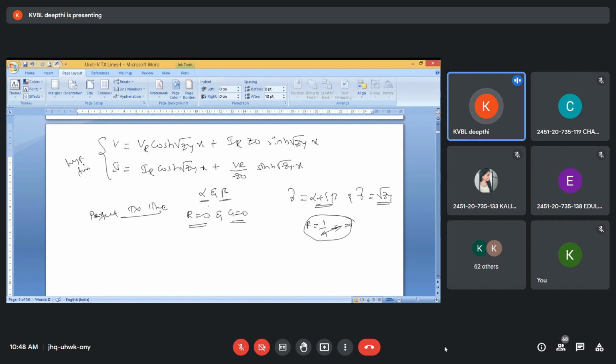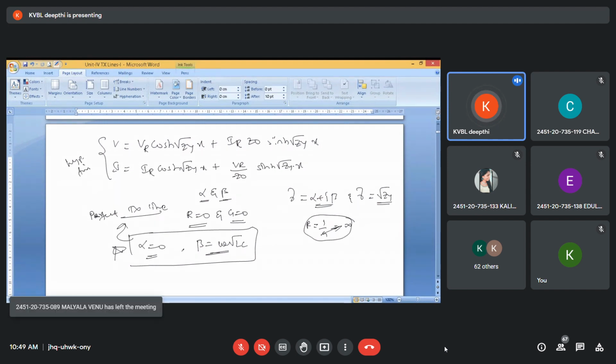So when we substitute these values in alpha and beta here, what are we getting? Alpha value equal to 0 we got, and beta is equal to omega root LC, omega into root LC. These are the two conditions which we will be getting for a perfect transmission line. So in a perfect transmission line, the attenuation value alpha is equal to 0, and the value of phase constant we have got is omega into root LC. So these were the discussions we have done.